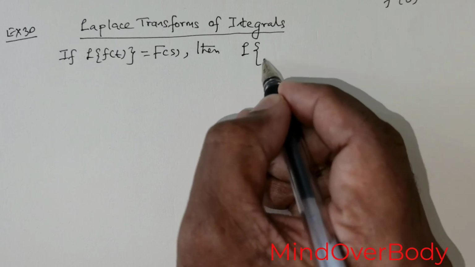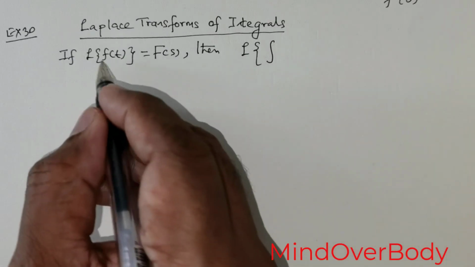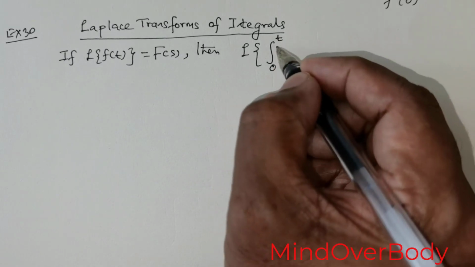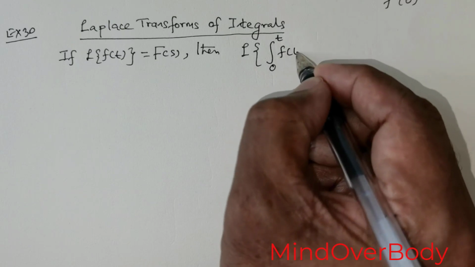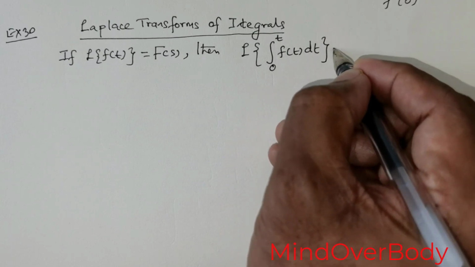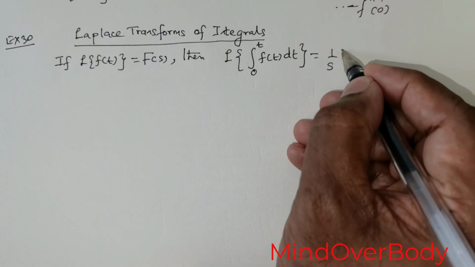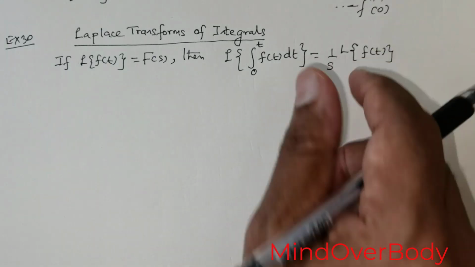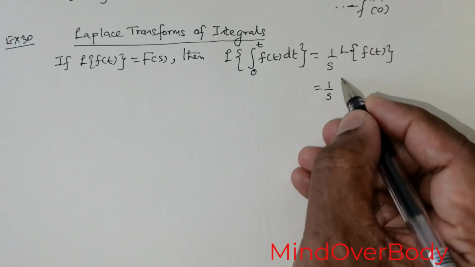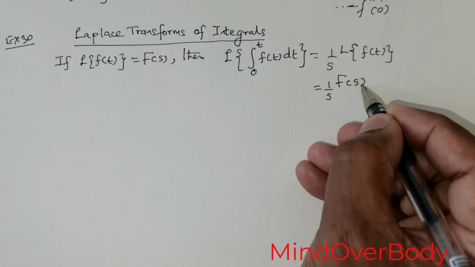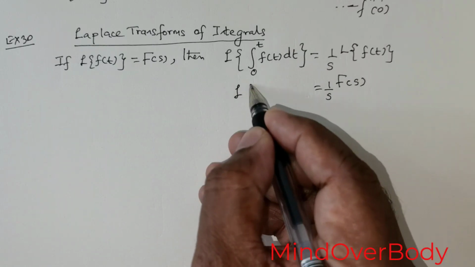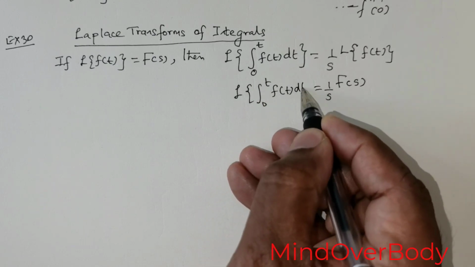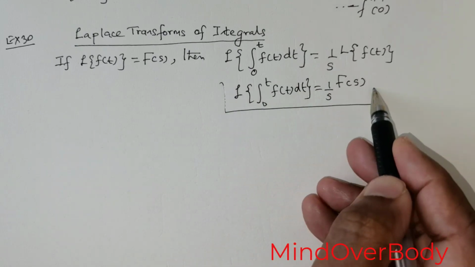the Laplace transform of f of t, if it is in this fashion, integral 0 to t f of t dt, is equal to 1 over s times the Laplace transform of f of t. This can also be written as 1 over s times F of s. And on the left, you have the Laplace transform of the integral 0 to t f of t times dt. So this is a very important result.